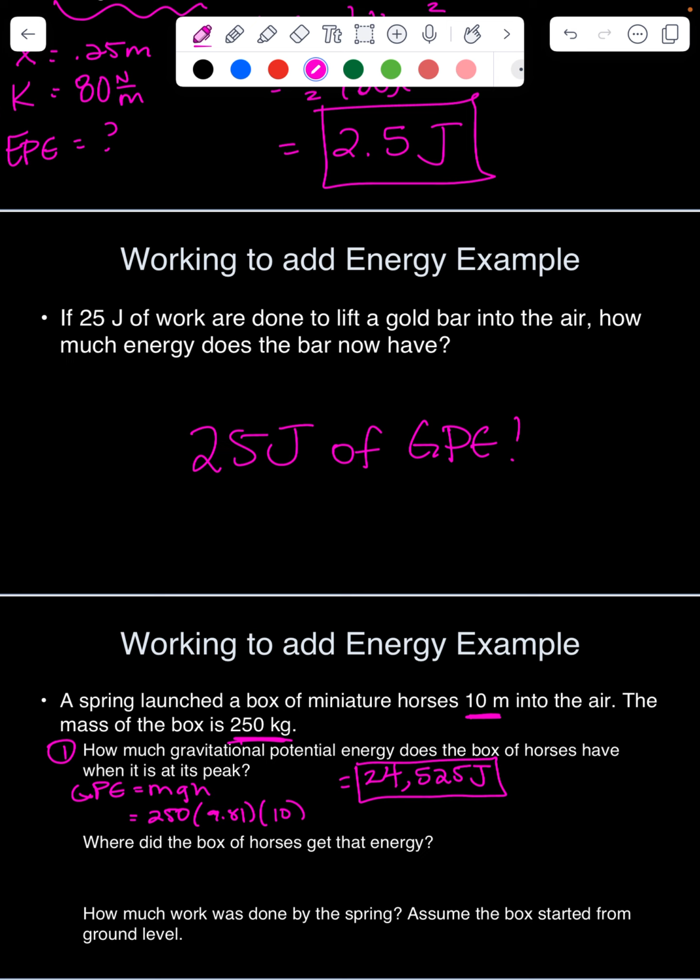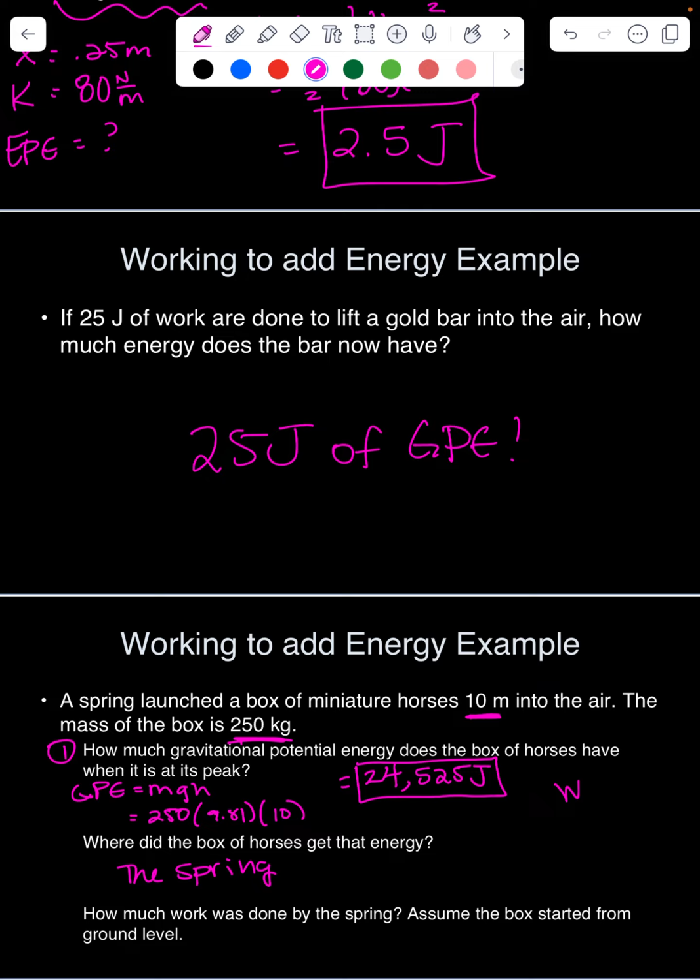All right, well, where did that box get all of that potential energy? It came from the spring. The spring did work to launch the box of horses into the air. Well, how much work did that spring do on the box? It did the same amount of work that energy had at the very top. So even if we didn't just write 24,525 joules, we know it was equal.